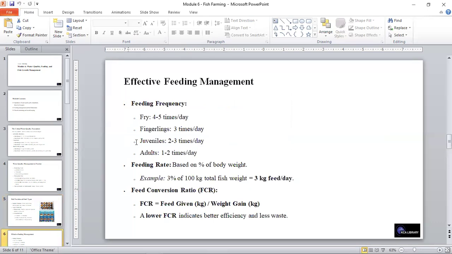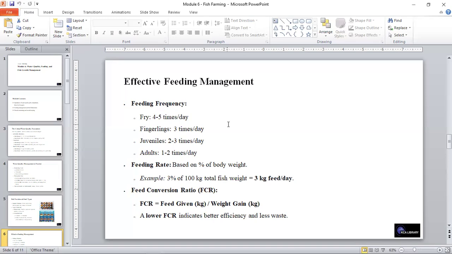Effective feeding management. Talking about feeding frequency, for fry, there is need to feed 4 to 5 times in a day. For fingerlings, there is need to feed 3 times in a day. For juveniles, there is need to feed 2 to 3 times a day. And for adults, they need to be fed 1 to 2 times a day. That is, as the fish grows, the number of times for feeding reduces.